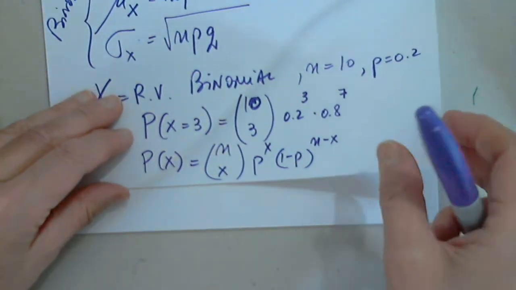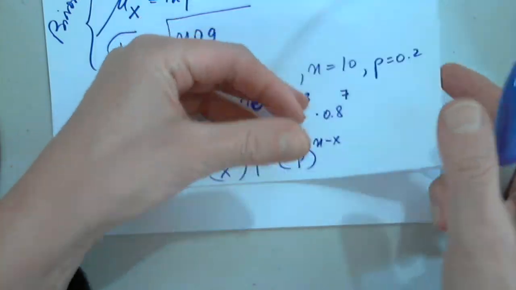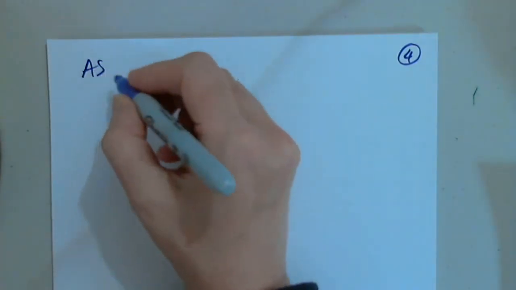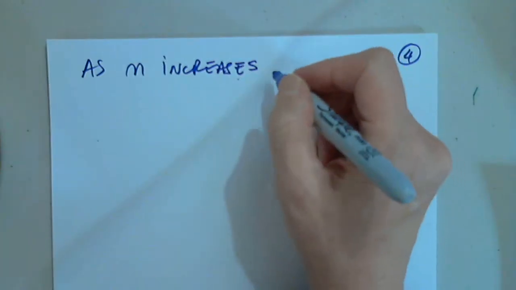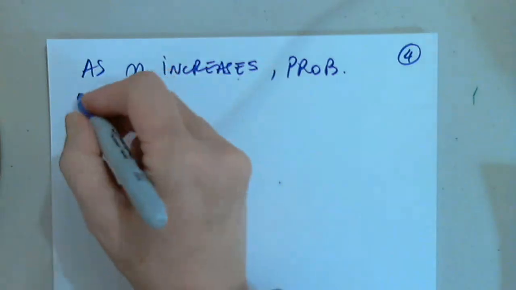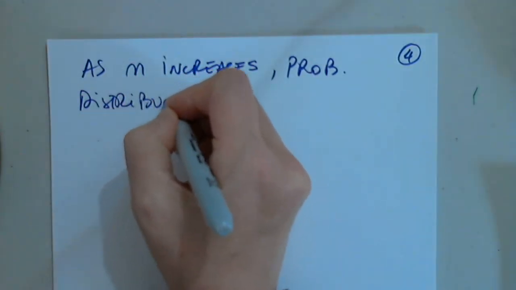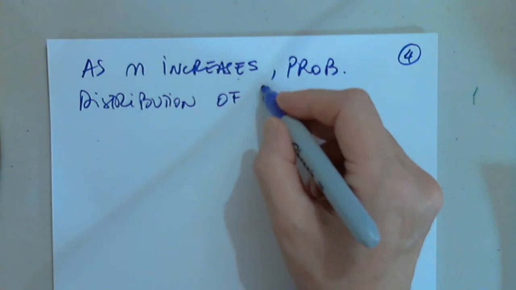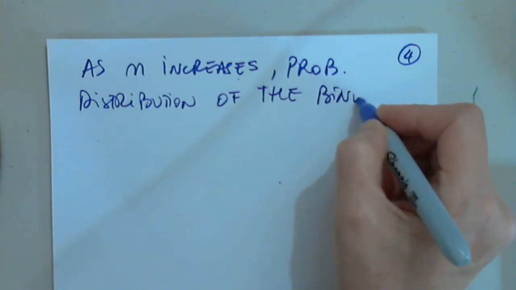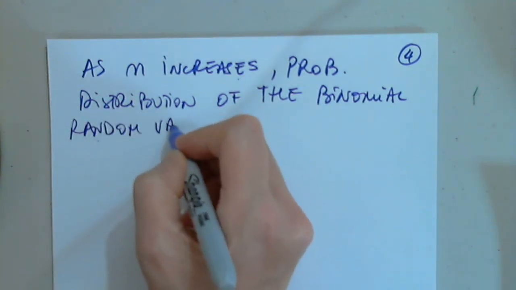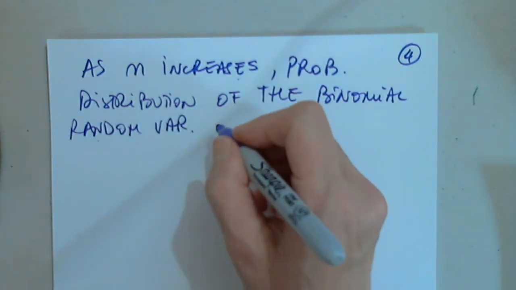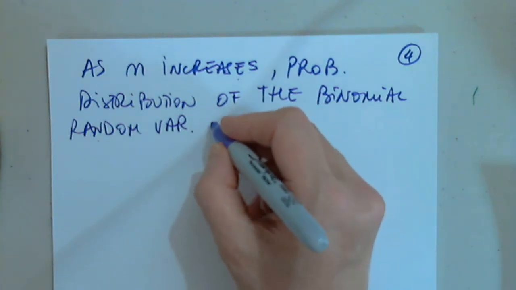Now, one remark, and then we can start working on problems and see where this is applicable. One note that I want to add here is that as n increases, the probability distribution of the binomial random variable will get closer and closer to, or become, bell-shaped.